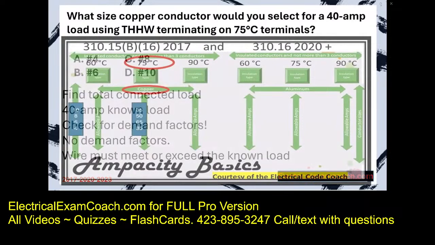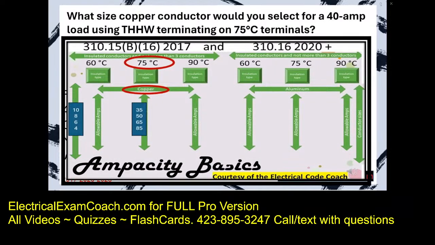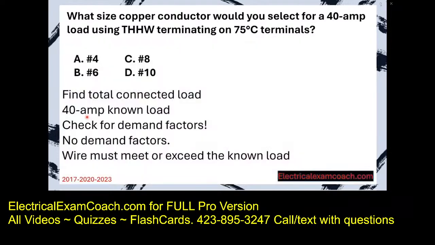We head to our primary ampacity table, and the first thing we're going to do is check the type of conductor. It's copper, so we're going to start on the left-hand side of the table. We're in the 75 degree C column because that's our terminal rating. Then we're going to slide down and find a wire that meets or exceeds the known load, and we find out that it's an 8-gauge conductor. And we select C. Great job!